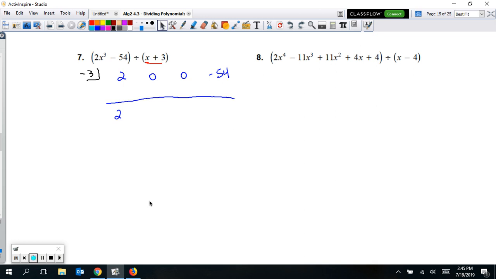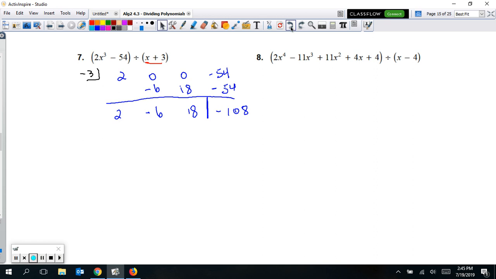Okay, so hopefully you finished number 7, and now you're just going to check to see if you did that correctly. So 2 times negative 3 is negative 6. 0 and negative 6 make negative 6 there. Negative 6 times negative 3 is positive 18. 0 and 18 make 18. And 18 times negative 3 is negative 54. And those two make a negative 108 when we combine them.